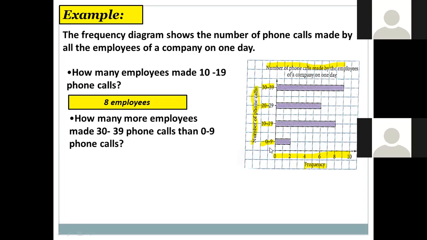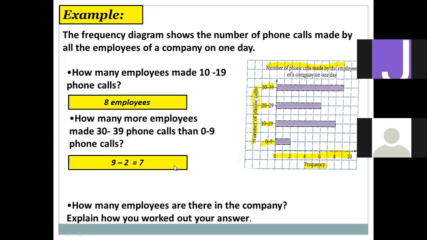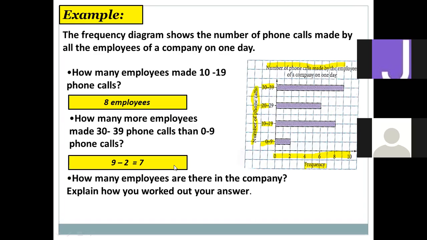Yes. So 9 minus 2 is 7. Okay, thank you مرح. That's right. Bravo. أنا اللي لخبطتك. Yeah, last question. How many employees are there in the company? Explain how did you work it out, in the overall.